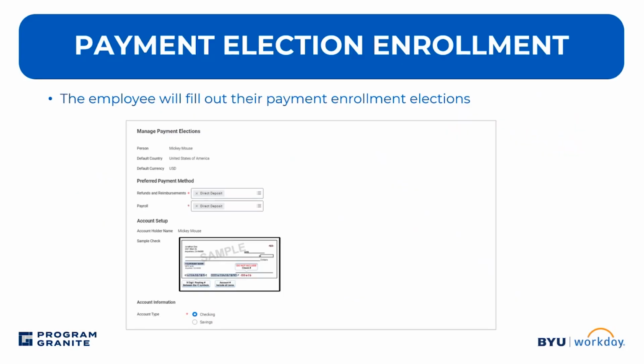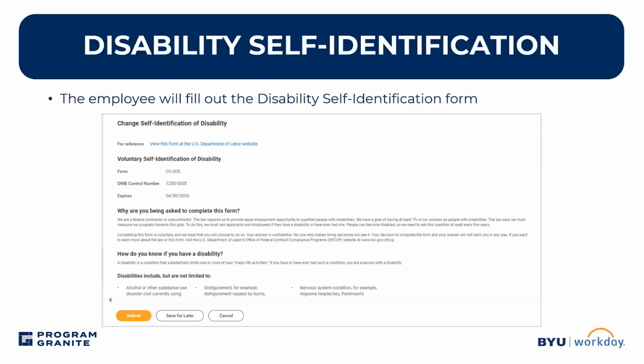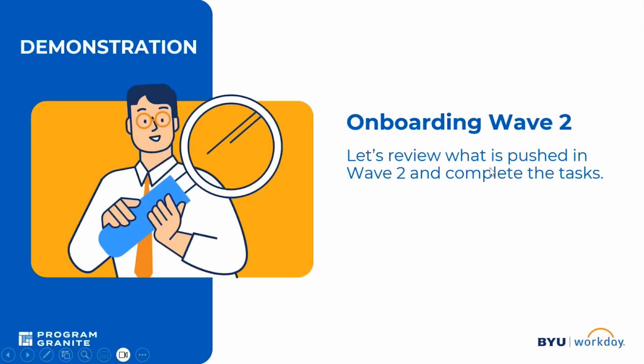They do their payment election enrollment, so the employee will fill out their payment elections. If you don't have this, I'll come help you. I have a fake routing number and bank number because it's going to make you put one in. All right, I'll pop it up there so we can put in fake stuff. And then veteran status identification, they're going to fill this form out for their veteran status. And then disability self-identification. They'll fill out this form as well and enter their selections.